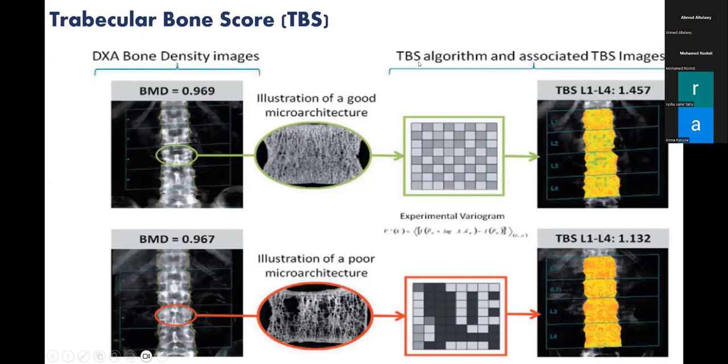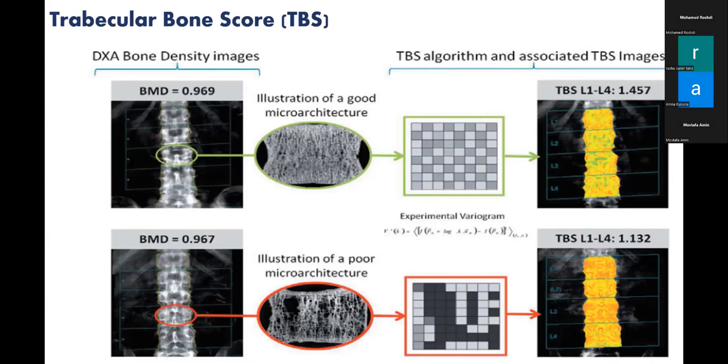But when they applied the TBS algorithm, which could be added to the DEXA machine, it is the same picture, the same patient, and there is no added radiation. You can even do it retrospectively. If you have a DEXA image for a patient from one year ago stored in your machine, you can retrospectively apply the TBS on it. Here is a TBS of 1.4, which is good, but here is a TBS of 1.1, which is very bad. And they have similar BMD.